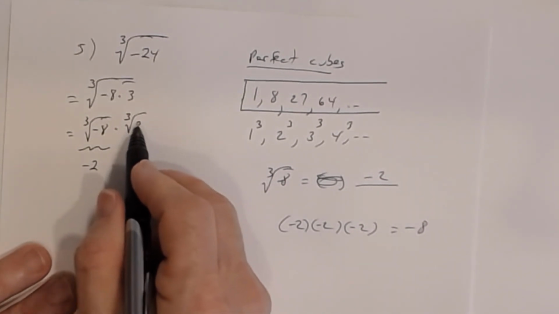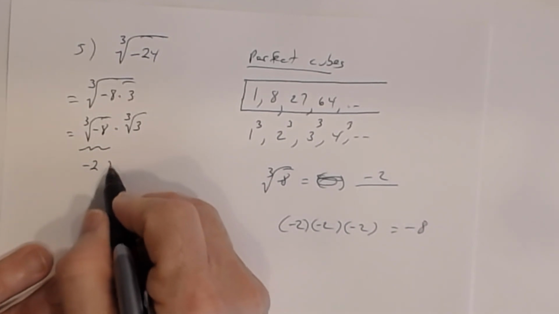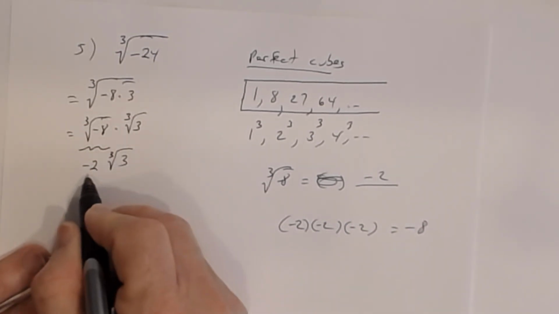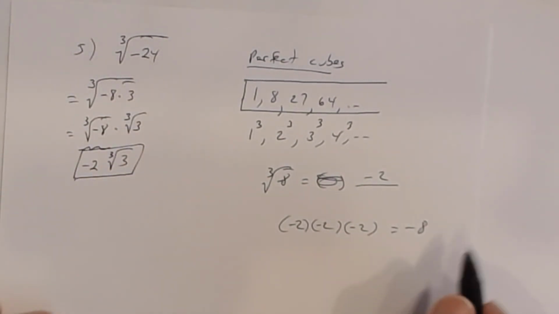The only perfect cube that goes into the radicand 3 is 1, so I cannot simplify that. So the answer is going to be negative 2 times the cube root of 3. All right.